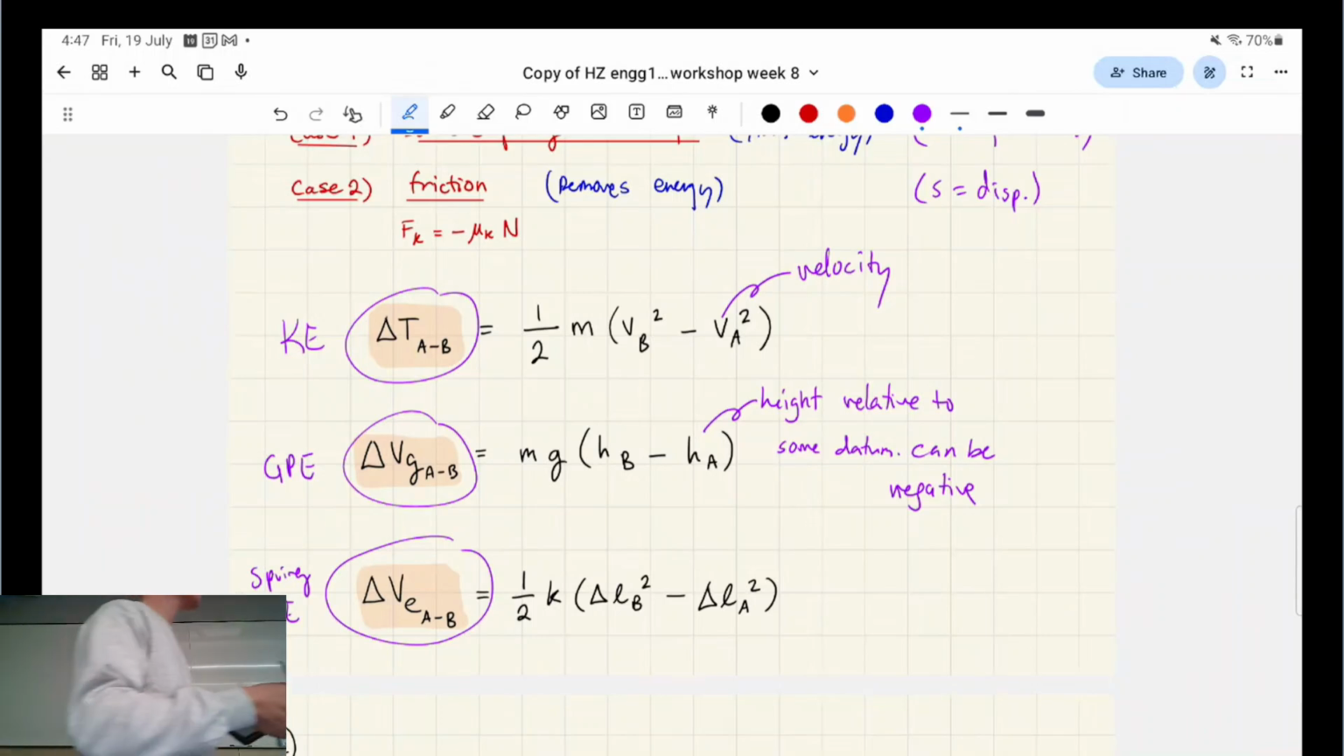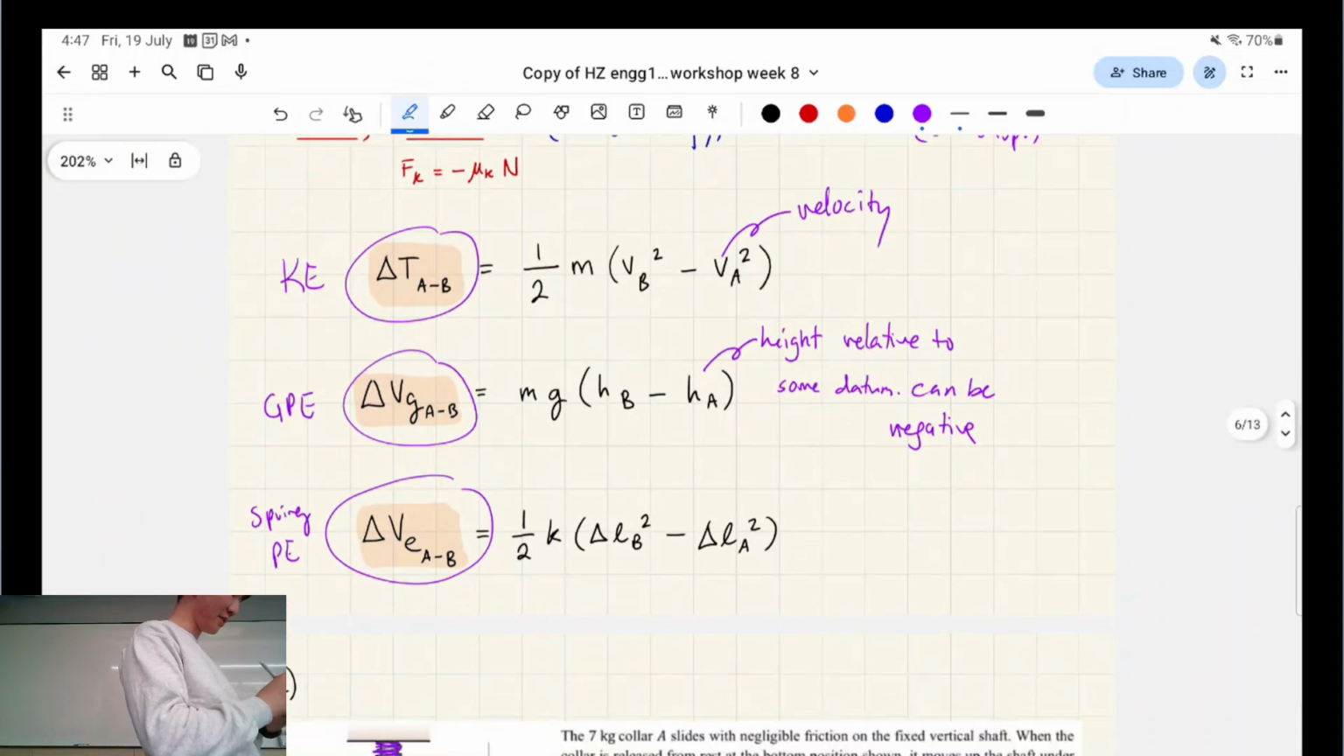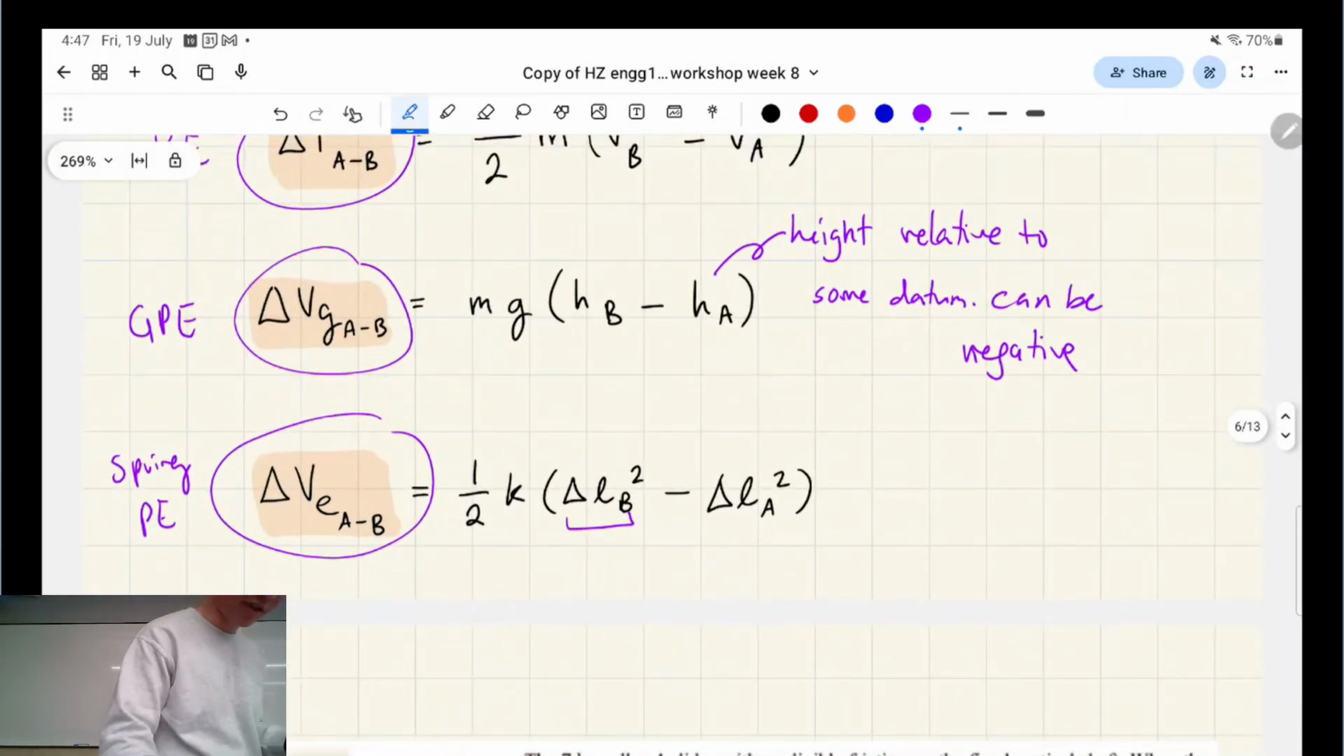Okay, next is spring potential energy. Again, these formulas can be broken down further. Let me just check, because I always get it the other way around, so I'm making sure that I didn't screw it up.